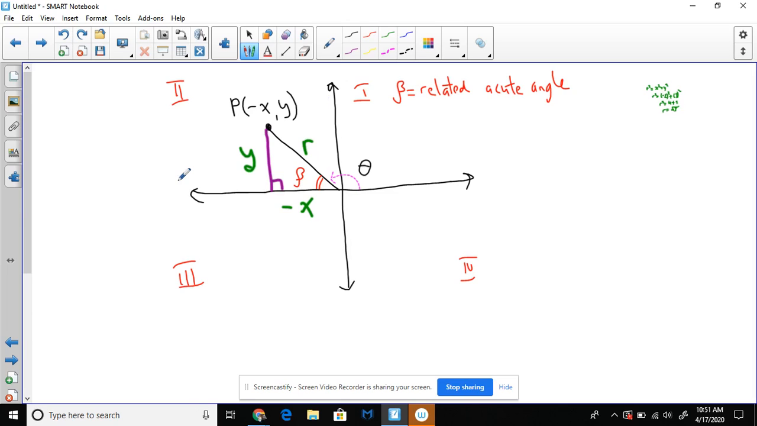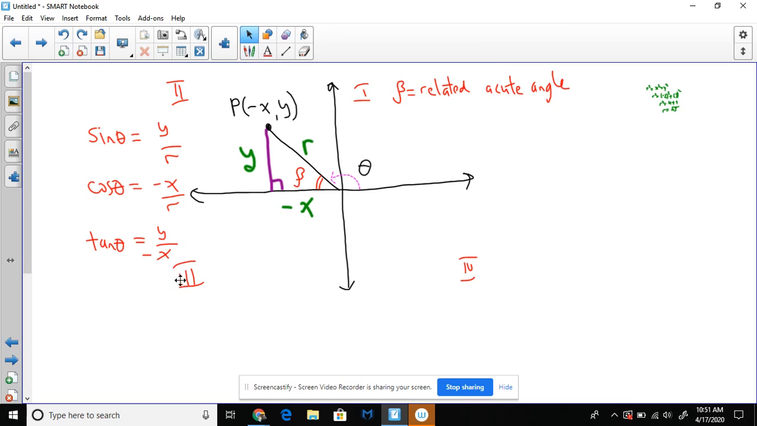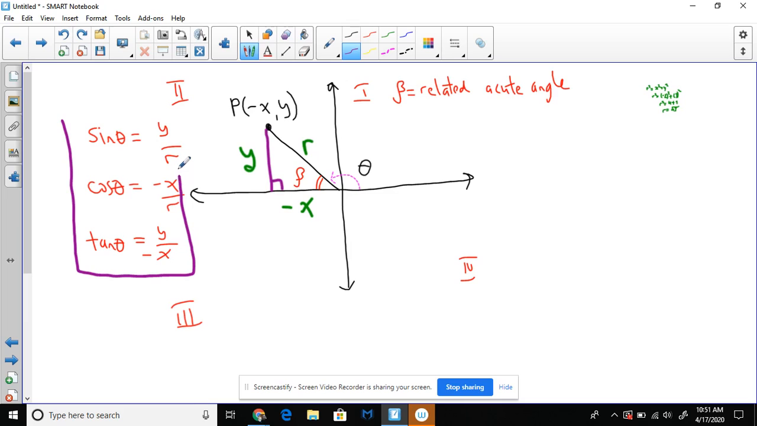Okay. So here, just like we did before, if I want the ratio, so sine theta, well, I'm in this quadrant, so what's sine? Sine is opposite over hypotenuse, or y over r. Cos of theta, that's adjacent over hypotenuse. So notice how cos now is negative because the x is negative. And then tan of theta is y over negative x. So when I look at these values now, these are my ratios for sine, cos, and tan in the second quadrant.